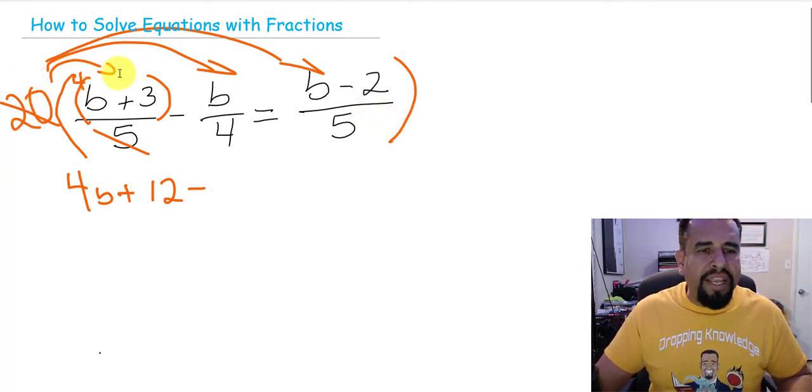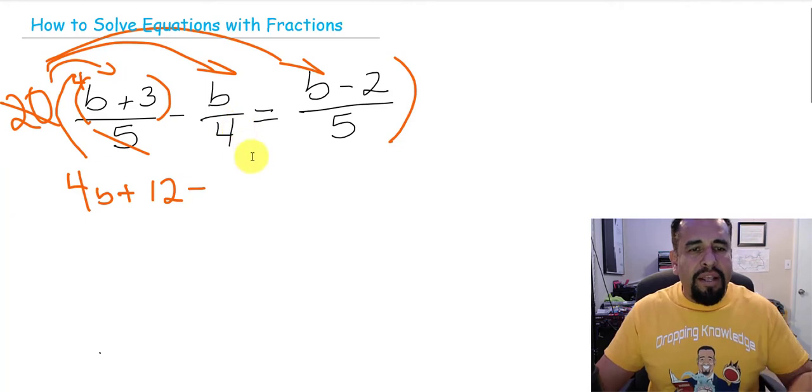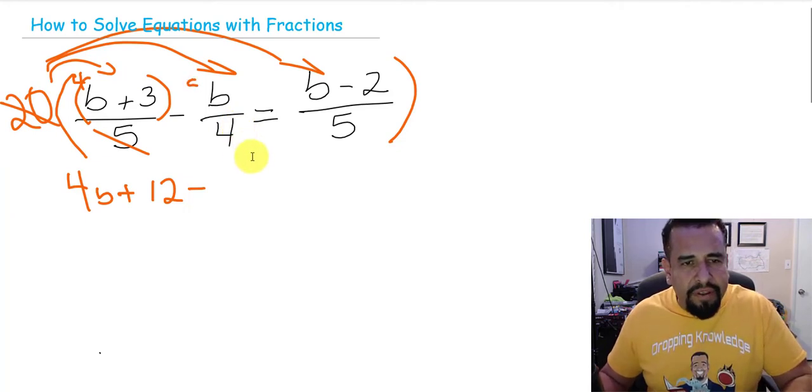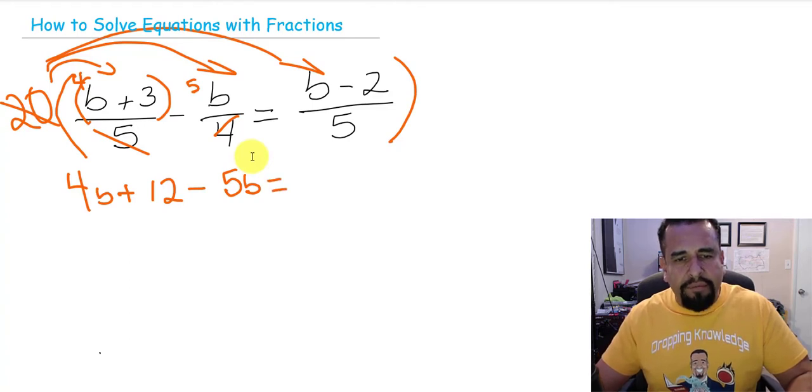So now I have the 20, and I'm going to divide it by 4. That's going to equal 5. So I no longer have this 4, and I have a 5. 5 times b is simply 5b. I'm going to bring down my equal sign.